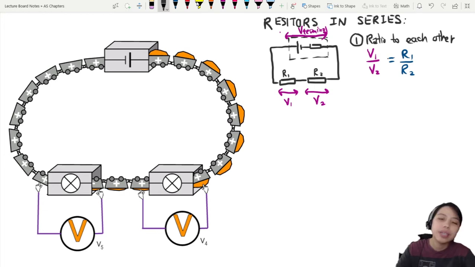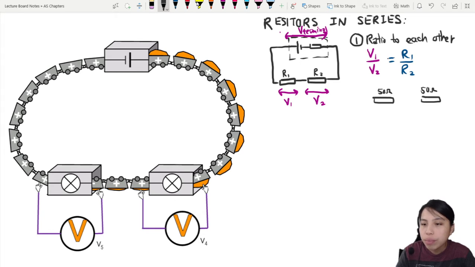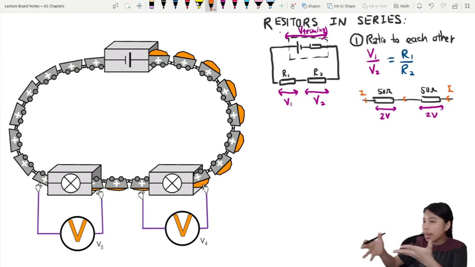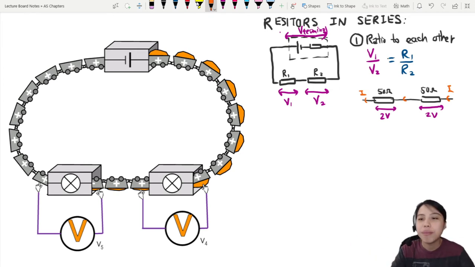So what does this mean? Okay, in simple terms, I give you an example. So if you have, let's say, a 50 ohm and a 50 ohm resistor, and if the first resistor has 2 volts, what will the second resistor have? Also 2 volts, because they have the same resistance. They would use the same amount of energy because the current flowing through them is the same. Same. You very hungry, you also very hungry. Okay, I give you same energy.